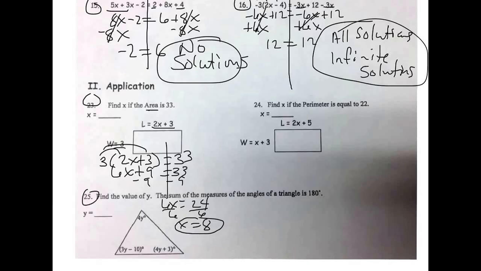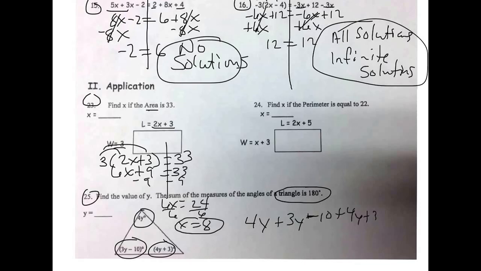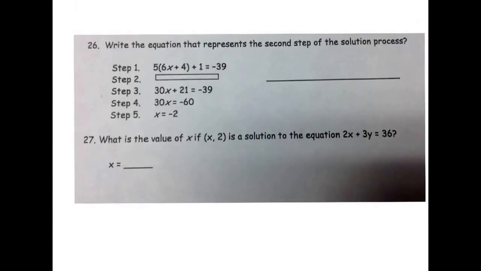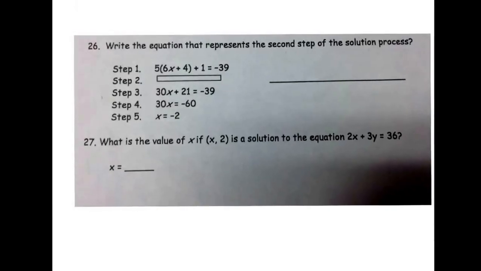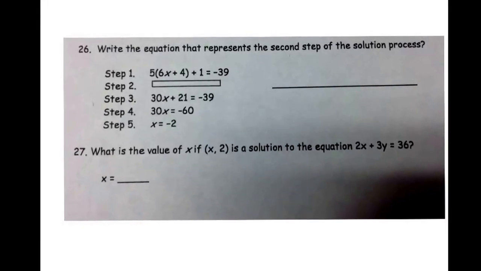Number 25, the sum of the measures of a triangle. Every triangle adds up to 180, so you're going to take all three of these. You're going to set it up equal to 180: 4y plus 3y minus 10 plus 4y plus 3 equals 180. Combine, combine, combine, and keep working that one out. We're not going to do any on that page. You can work on them on your own, though.